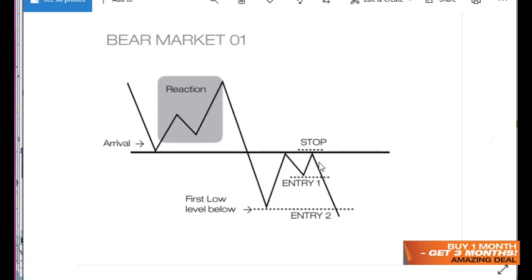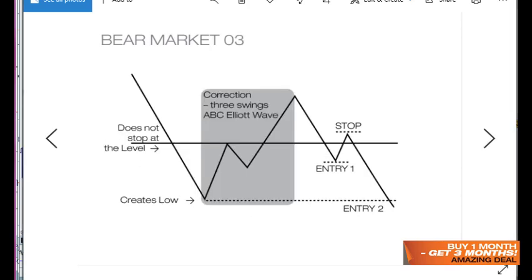So it might get nice and clean here and drop from that point, or it could get a little more complicated and move back above the level here. But the key to remember is always the first low below the level. That's the reference point. You don't want to go shorting it here because you're going to get the high probability of the retest. So if you can't work out the wave count, it doesn't matter. It's just that low that you're looking for.